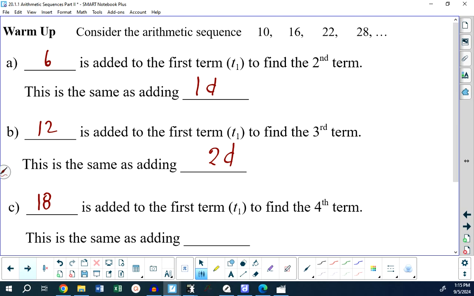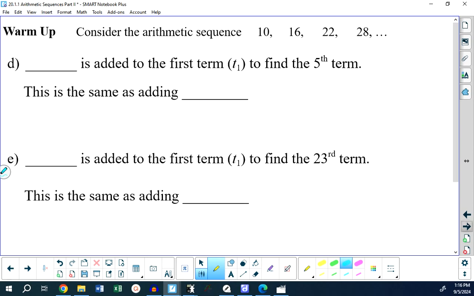And I hope it's not lost on you that 18 is 3 common differences. And we're building patterns here, everybody. And the pattern has to do with which term number we're finding and how it compares to how many common differences we're adding. So when we're finding the second term, you're adding one common difference. When you're finding the third, you're adding 2. When you're finding the fourth, you're adding 3. Which means you're always adding one fewer common differences than the term number that you're after to the first term.